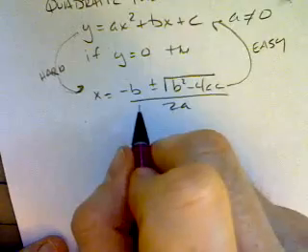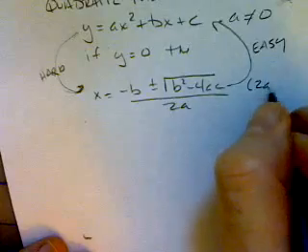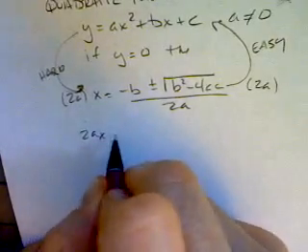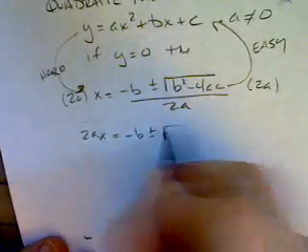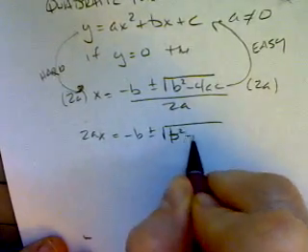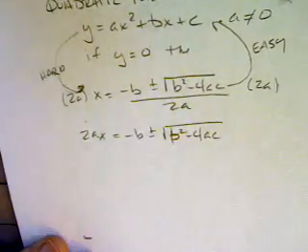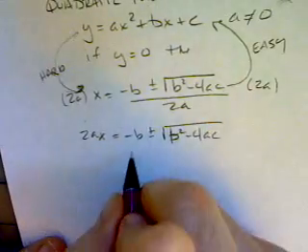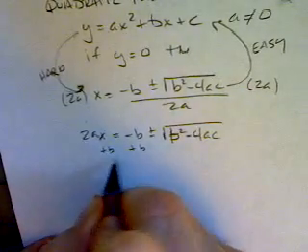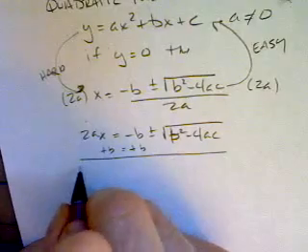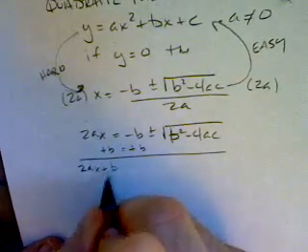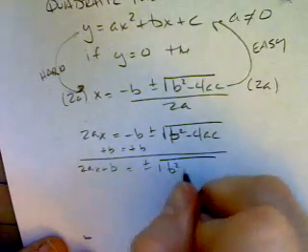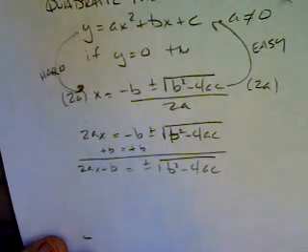I'm just going to use simple algebra to solve this problem. I multiply both sides by 2a. I want it with 2ax equals negative b plus or minus the square root of b squared minus 4ac. Okay, now I'm trying to figure out what else to do. Well, this is quite simple. I need to add b to both sides. Okay, 2ax plus b is going to equal plus or minus, a positive negative, the square root of b squared minus 4ac.